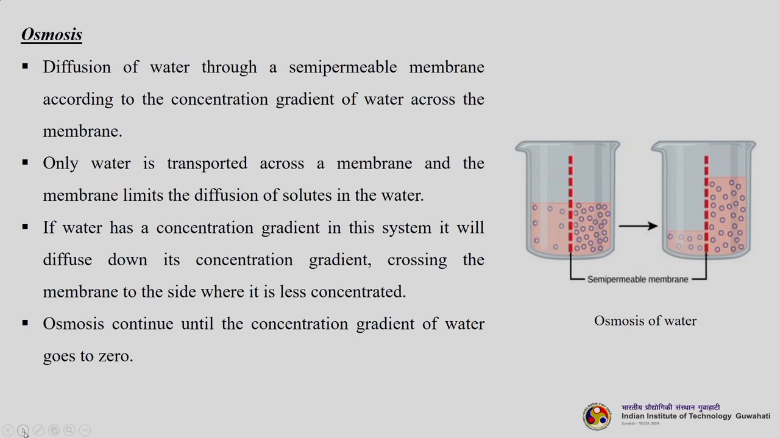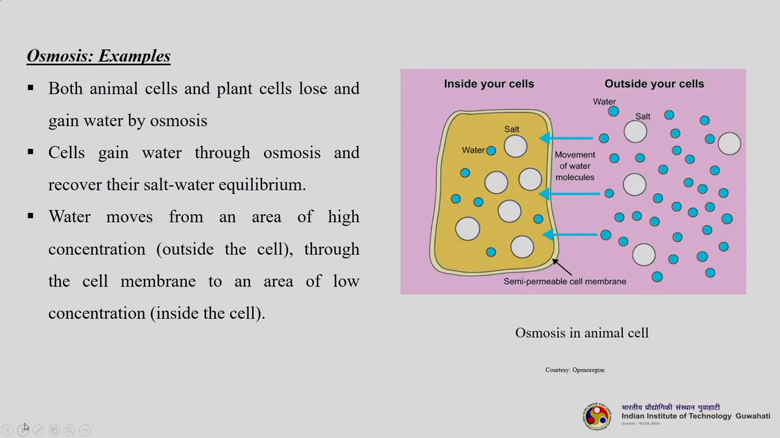If water has a concentration gradient in this system, it will diffuse down its concentration gradient, crossing the membrane to the side where it is less concentrated. So, osmosis continues until the concentration gradient of water goes to 0. This is how osmosis is happening. So, I think we will just discuss one osmosis example.